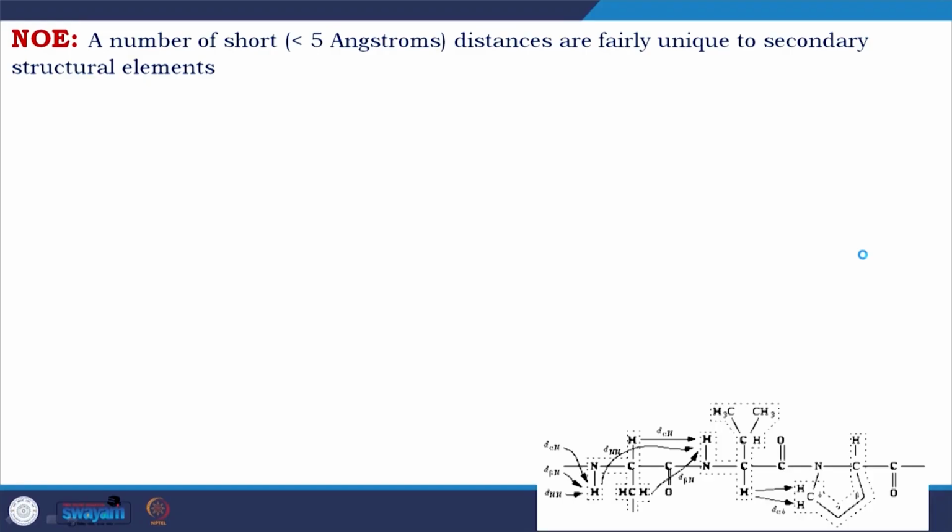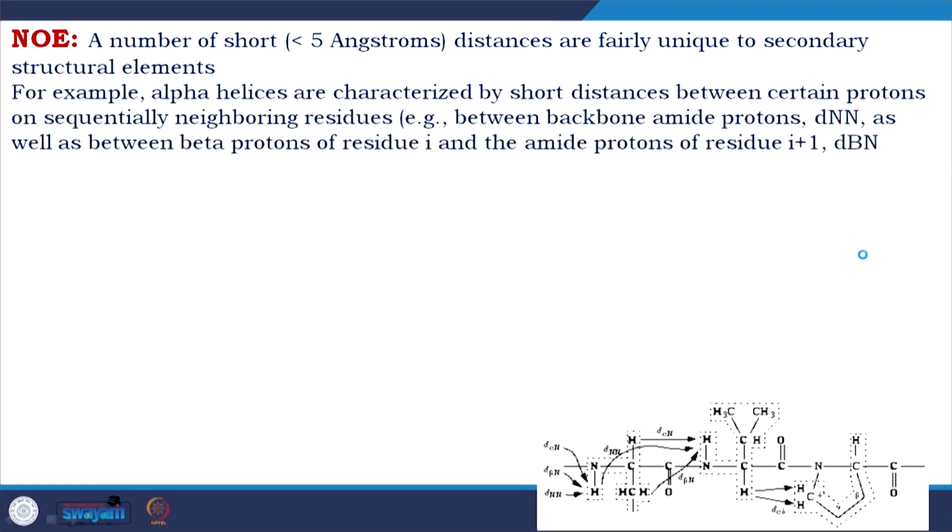So, because we get those fingerprints as we were talking about before, now it is very convenient to determine the secondary structures. NOE, as we talked about, is instrumental. A number of short, less than 5 angstrom, distances are fairly unique to secondary structural elements, and looking at them you could get an idea.